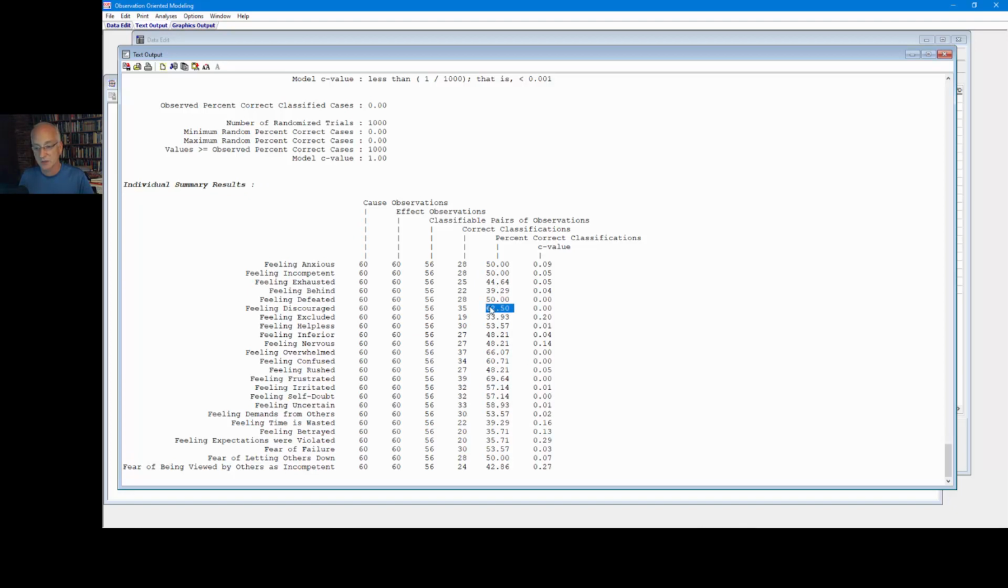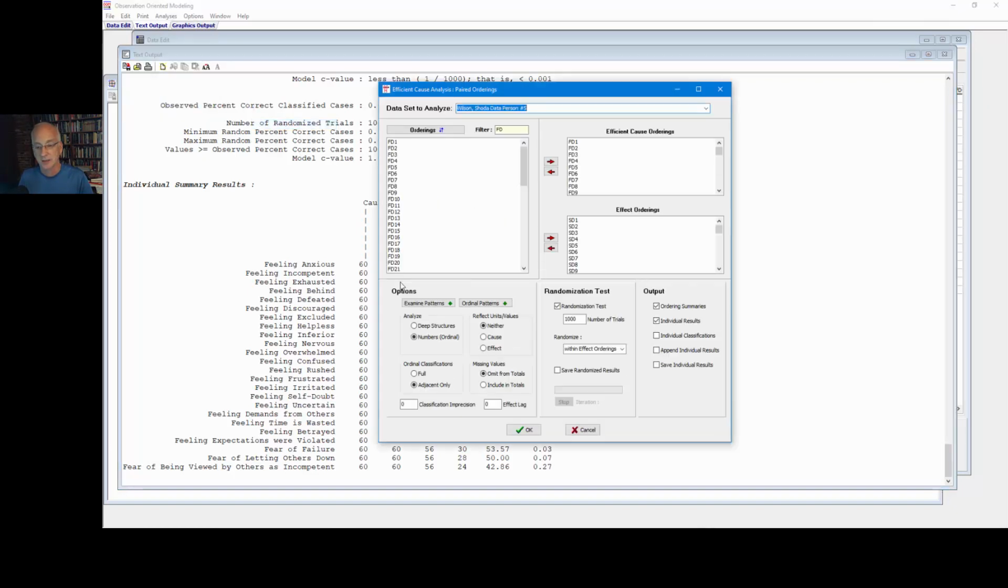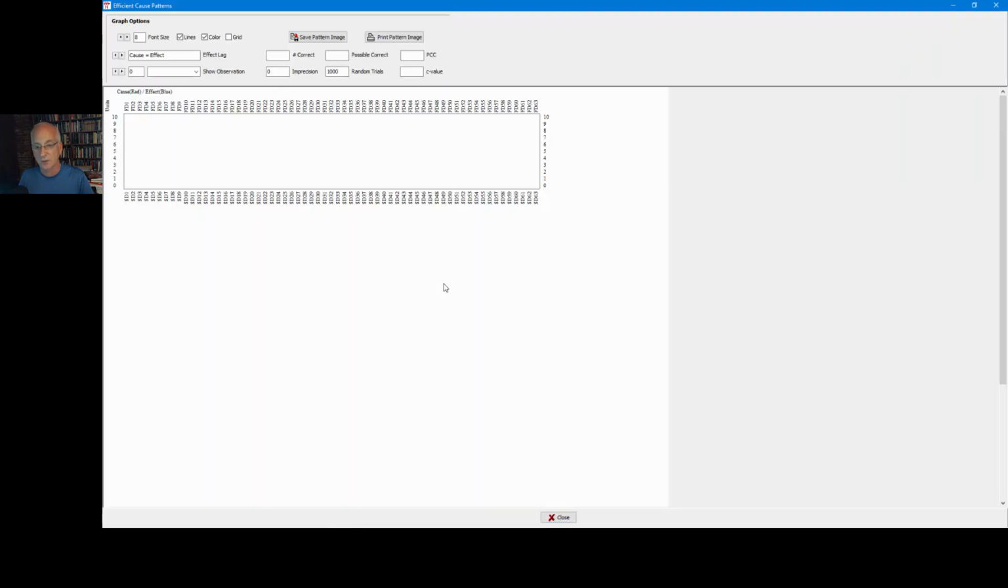Take a look here: 62.5% for feeling discouraged, 66% for feeling overwhelmed, 69% for feeling frustrated, and the chance value is low there, and that looks like the best candidate, and several others as well. So let's go and take a look at feeling frustrated for this individual. So I'll go back to the analysis here, and we will look for feeling frustrated here.